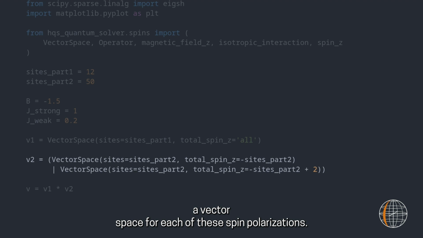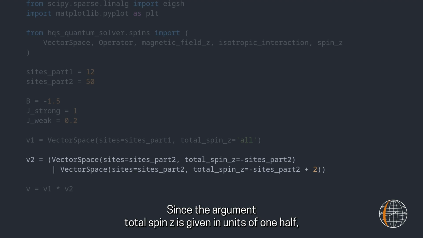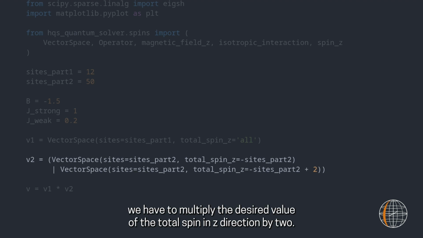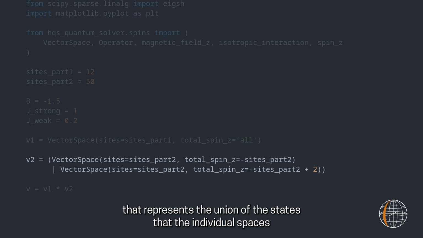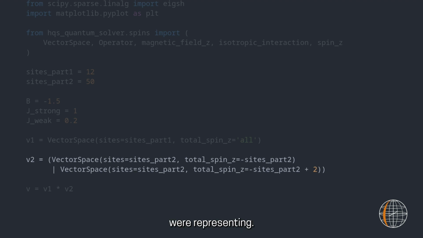We create a vector space for each of these spin polarizations. Since the argument total spin z is given in units of 1/2, we have to multiply the desired value of the total spin in z direction by 2. We combine the two spaces using the pipe operator to obtain the space that represents the union of the states that the individual spaces were representing.